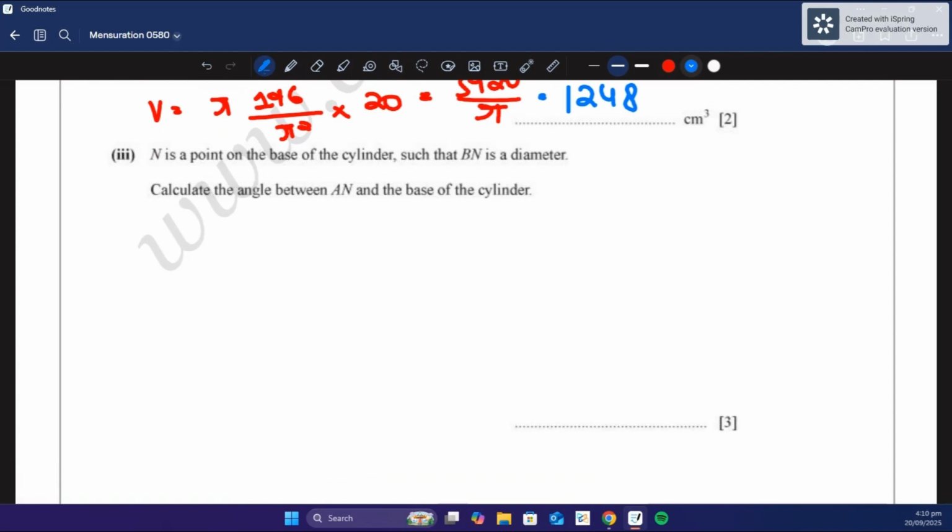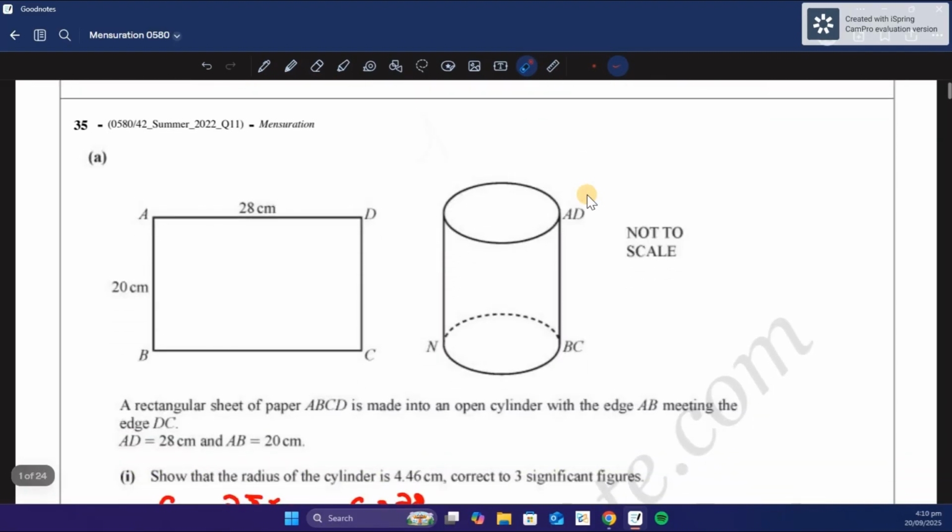N is a point on the base of the cylinder such that BN is the diameter. Calculate the angle between AN and the base of the cylinder. So this is the point N, and NB is the diameter, and this is AN. So we need to calculate this angle.